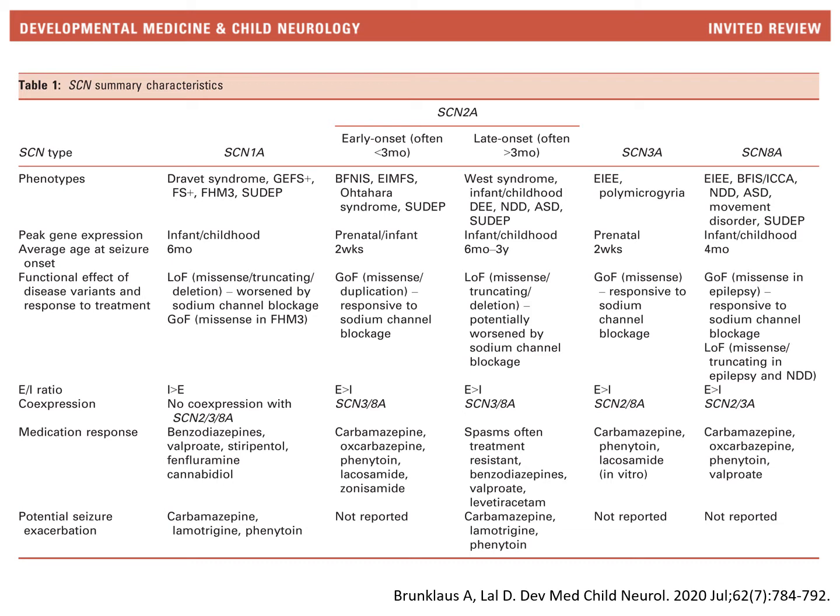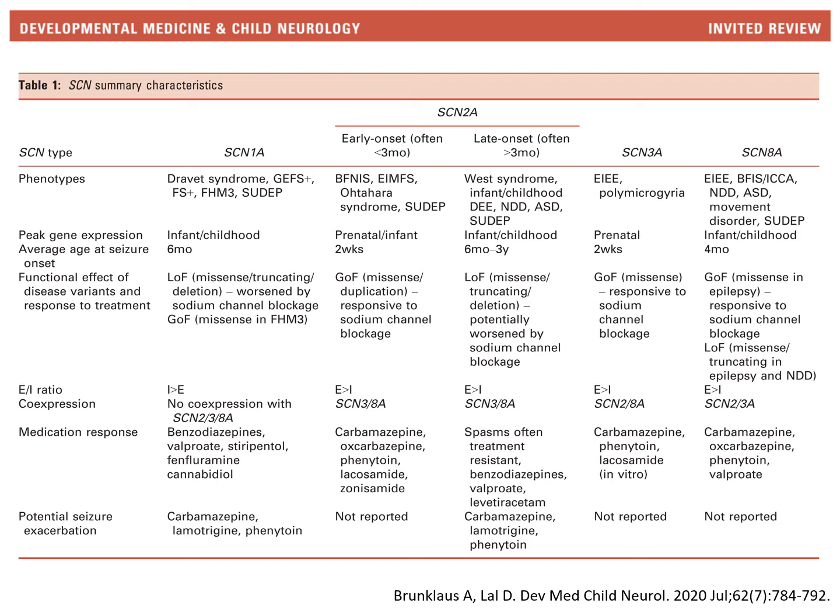stiripentol, fenfluramine, or cannabidiol. SCN2A presents either early in the first 3 months of life with benign familial neonatal seizures or Ohtahara syndrome caused by gain of function in excitatory neurons that are responsive to sodium channel blockers, or it may present with late onset seizures after 3 months with infantile spasms, a developmental epileptic encephalopathy, or autistic spectrum disorder. Pathogenic variants in the older age group tend to be loss of function and are often treatment resistant.